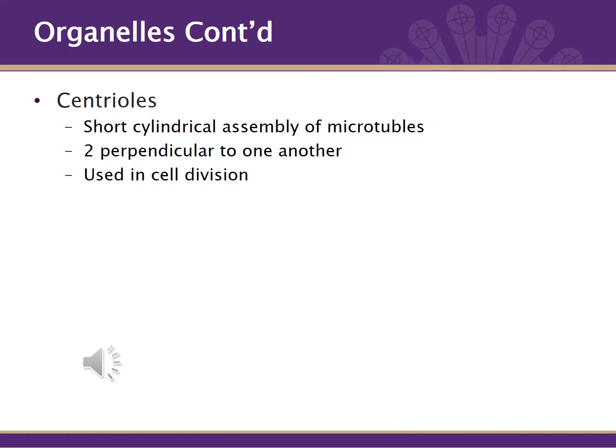Centrioles are usually found in pairs in larger regions called centrosomes. They are short cylindrical assemblies of microtubules or small protein rods. They are usually found at right angles or in perpendicular form to one another, and they are used during cell division to help with internal rearrangement.